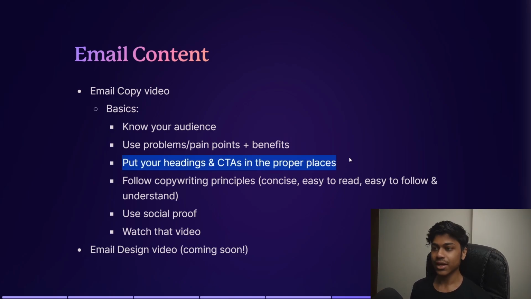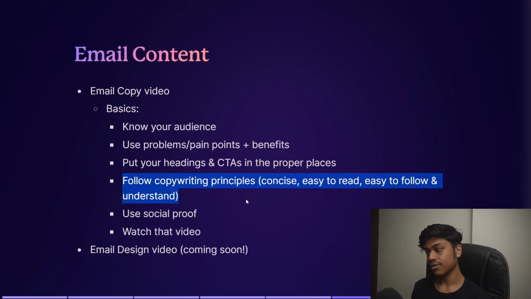And yes, put your headings and CTAs in the proper places. To do this, literally just go to this video, follow your copywriting principles, which is literally make concise sentences, make them easy to read, easy to follow and understand. A lot of people make really complex sentences with great vocabulary, like you need to be a college student to understand the copy, and that's not a good thing. You need 5th grade level copywriting, like 5th grade level English.